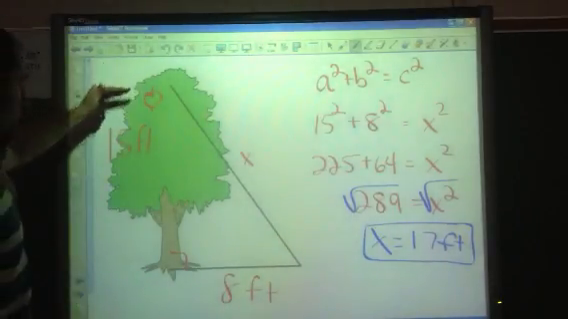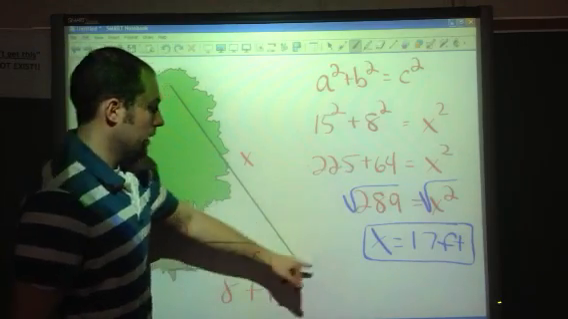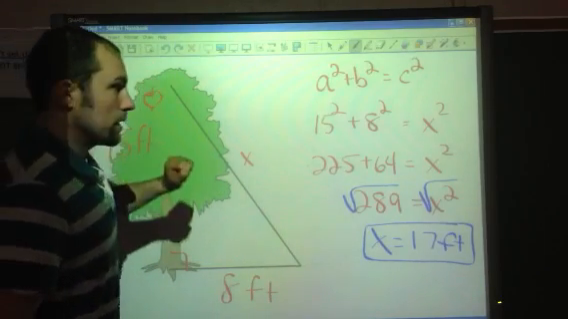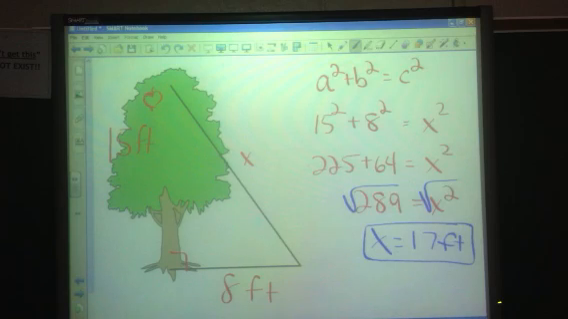So, we have a tree 15 feet tall that casts an 8-foot shadow. I would need a 17-foot ladder to reach the very top of my tree.